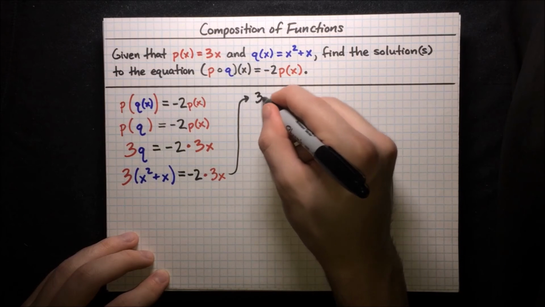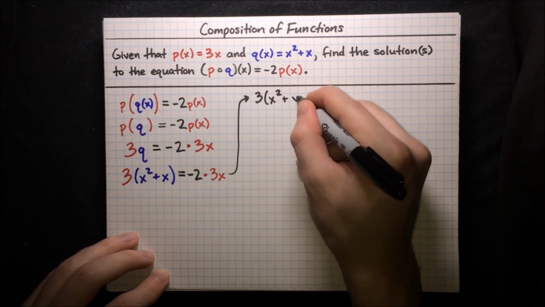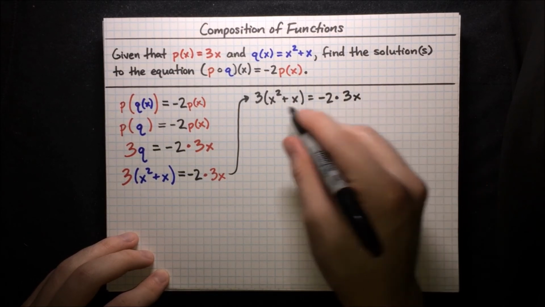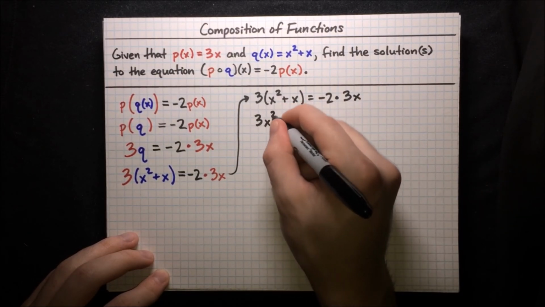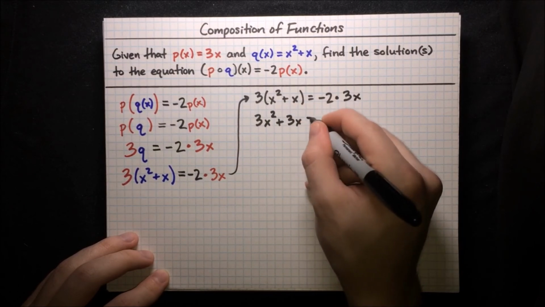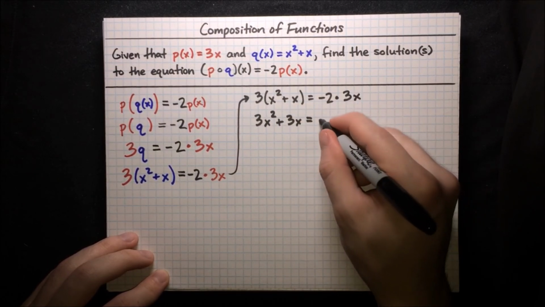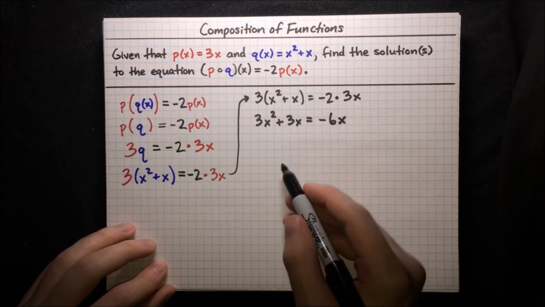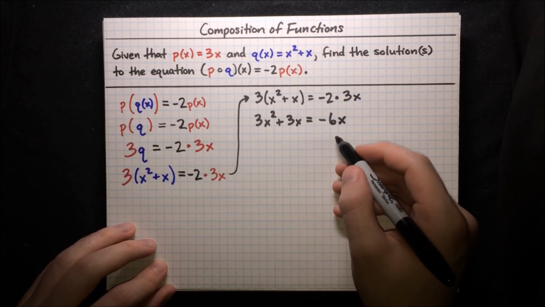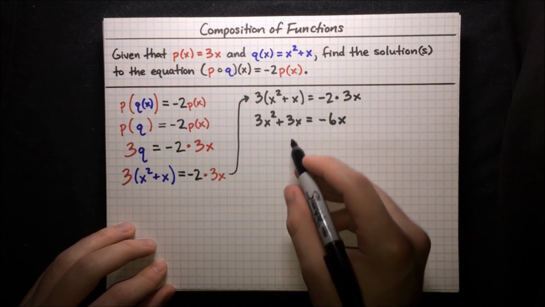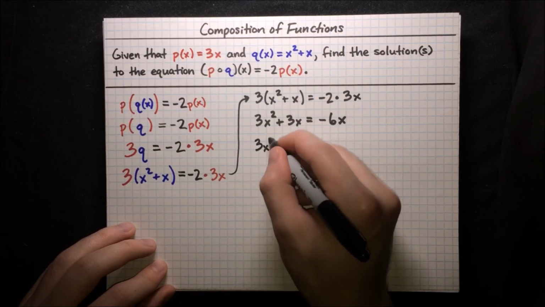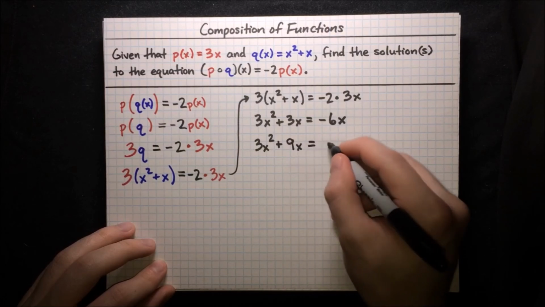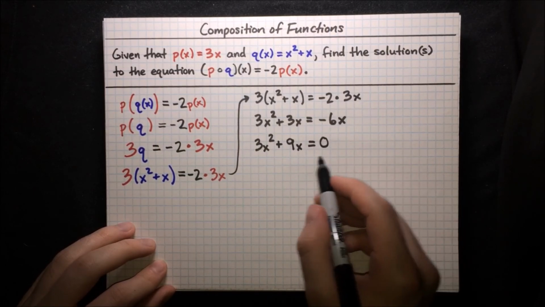Let's just write it again. 3 times x squared plus x equals negative 2 times 3x. Let's distribute the 3, so 3x squared plus 3x is equal to negative 2 times 3 is negative 6, then we have an x. Let's get all the like terms together, get all the x on one side, set the right hand side equal to 0. So we need to add 6x to both sides, and we'll get 3x squared plus 3x plus 6x makes 9x equals 0.